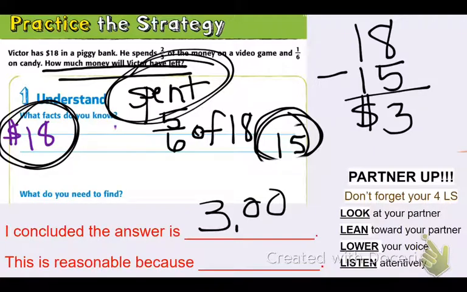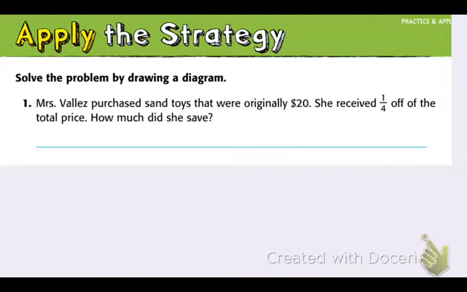It's reasonable because $3 is what is left in his piggy bank. If I multiply $3 times the total amount, which was 6 parts, 3 times 6 does equal the $18. So it makes sense that he has $3 left. All right, let's go ahead and apply the strategy.